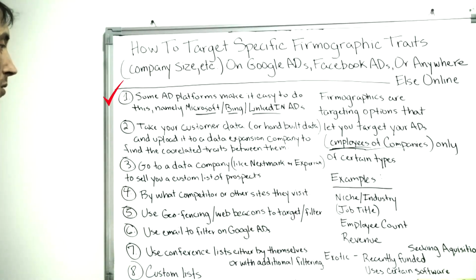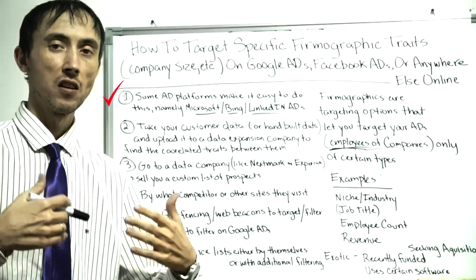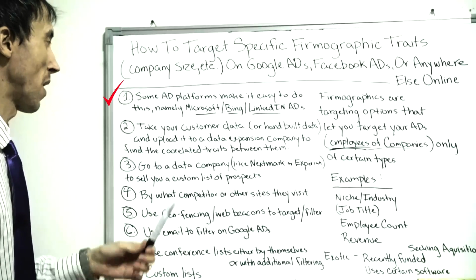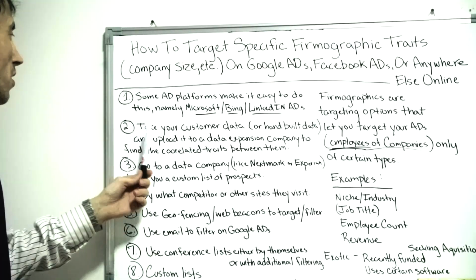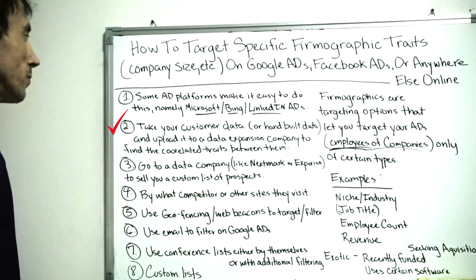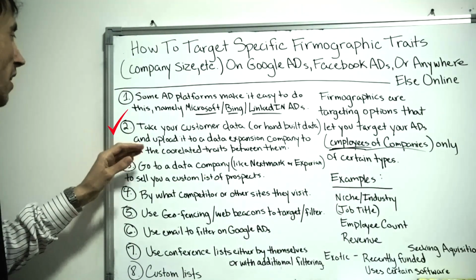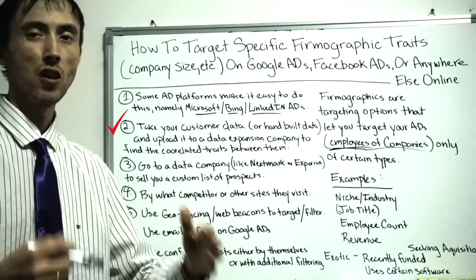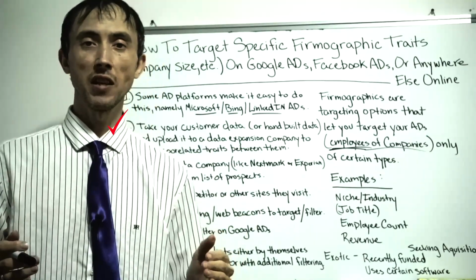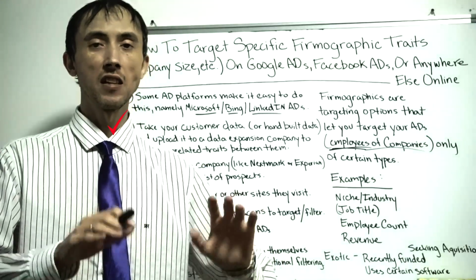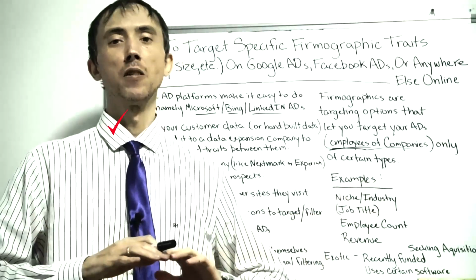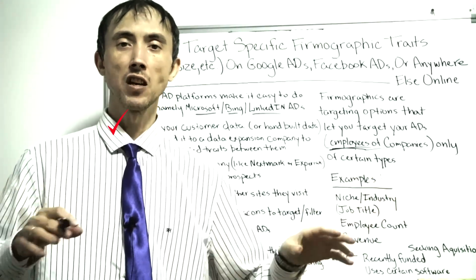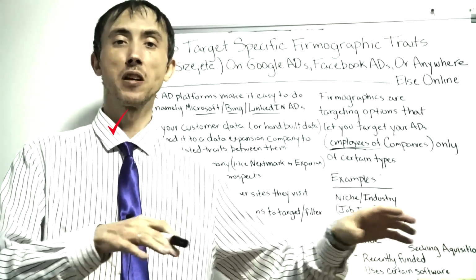Anyway, second way to narrow your advertising down so you can get to the exact people that buy from the type of company that you have in the product and buy the products or services you sell. You can take customer data or hand-built data and upload it to a data expansion company to find out the correlated traits between them. I touched on this a bit earlier. So you take your customer list, you give it to a data expansion company, they tell you what are the most common traits out of tens of thousands of possible traits that a person could have, to tell you all the similarities, the most common similarities between them all.